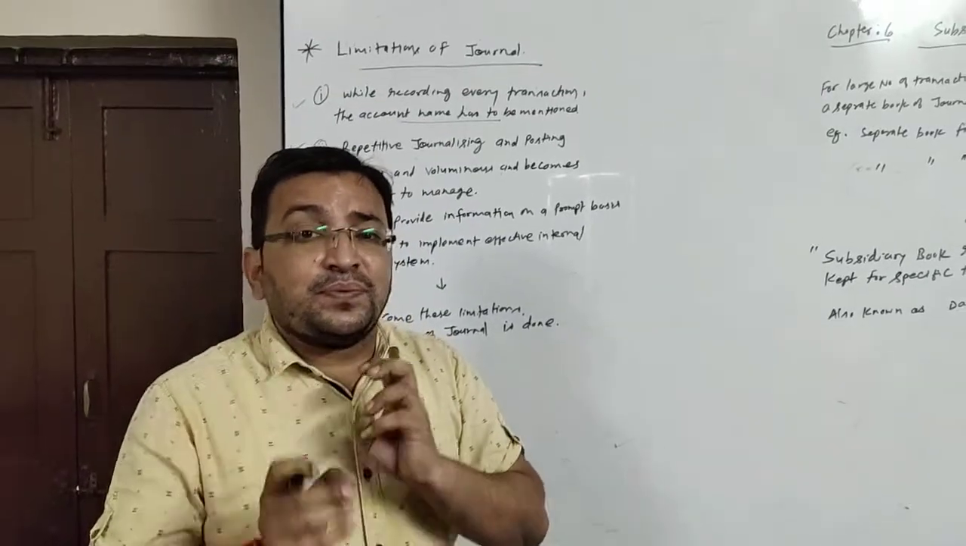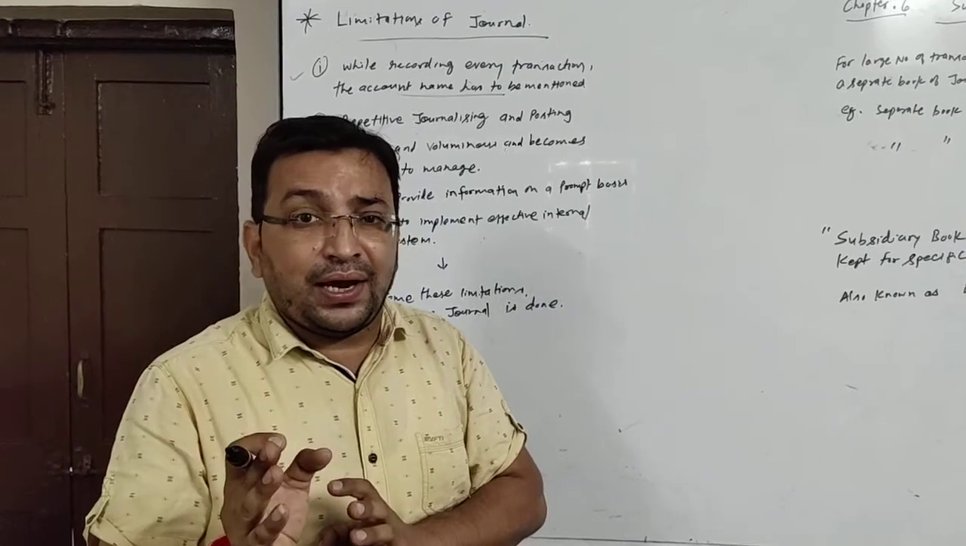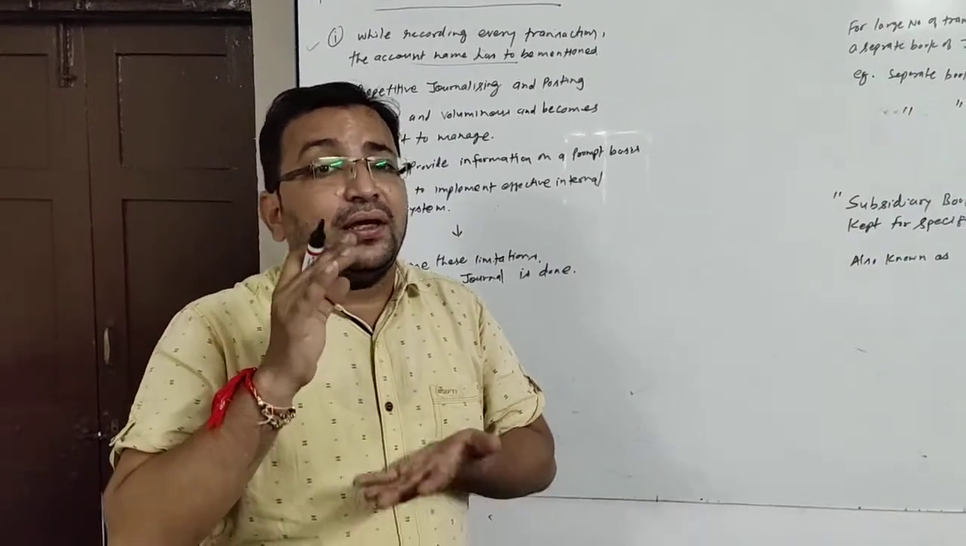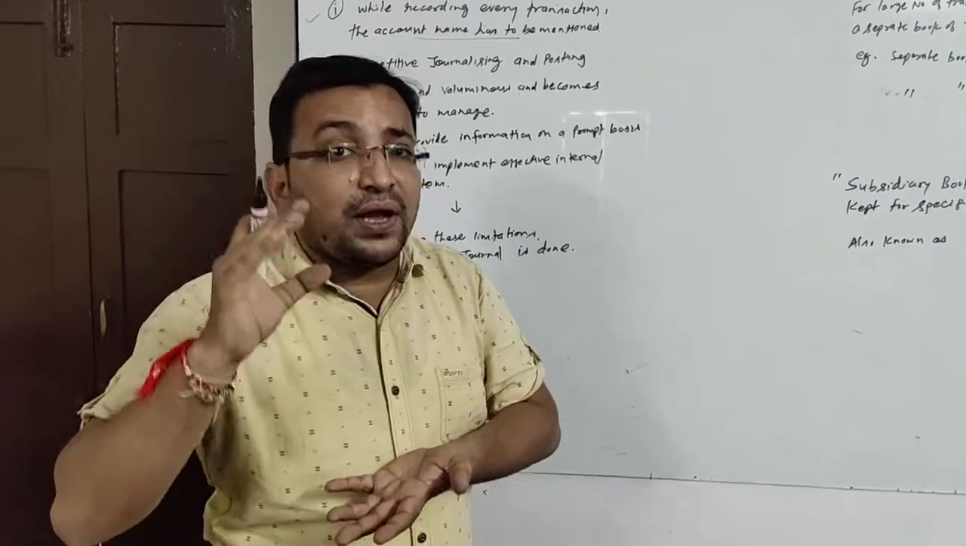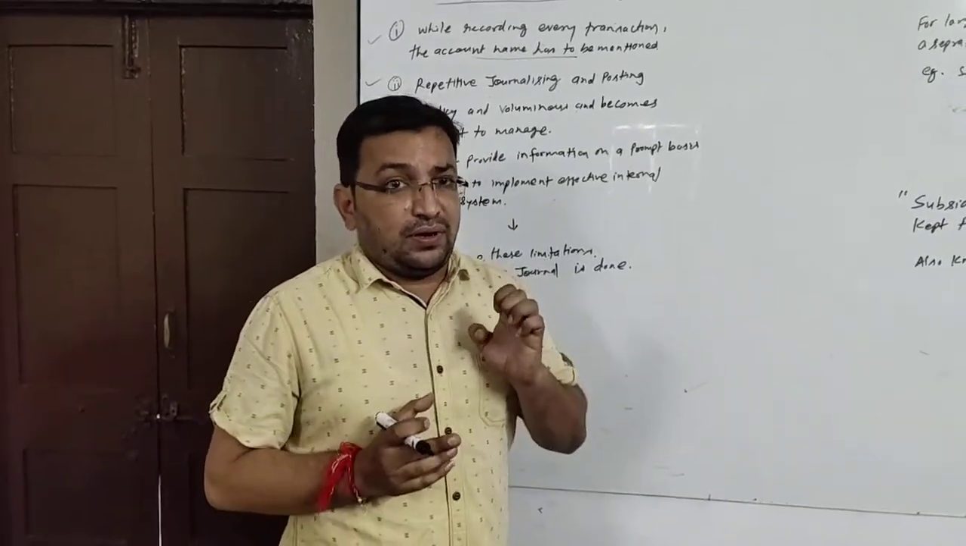And in a big business where the number of transactions taking place is more day by day, every day, the thickness of journal becomes very big. That means the book becomes very large and it becomes difficult to manage the book. What else?